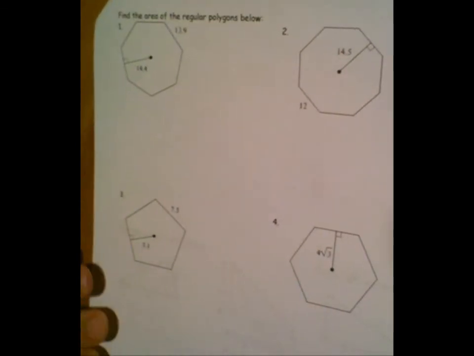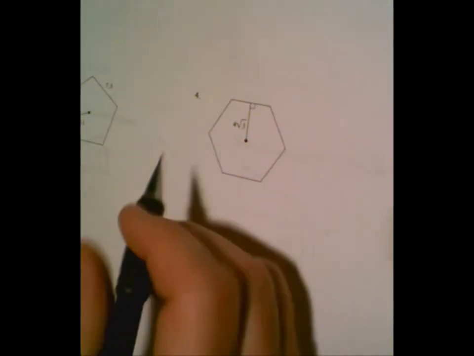Here. 1 and 3 are very simple. Just follow the formula, 1/2 the perimeter times the apothem. And they give you the stuff that you need. 1, 2, and 3 are all very simple. You're just following the formula and they give you everything you need. Number 4, I'll do with you because that's a little bit harder.